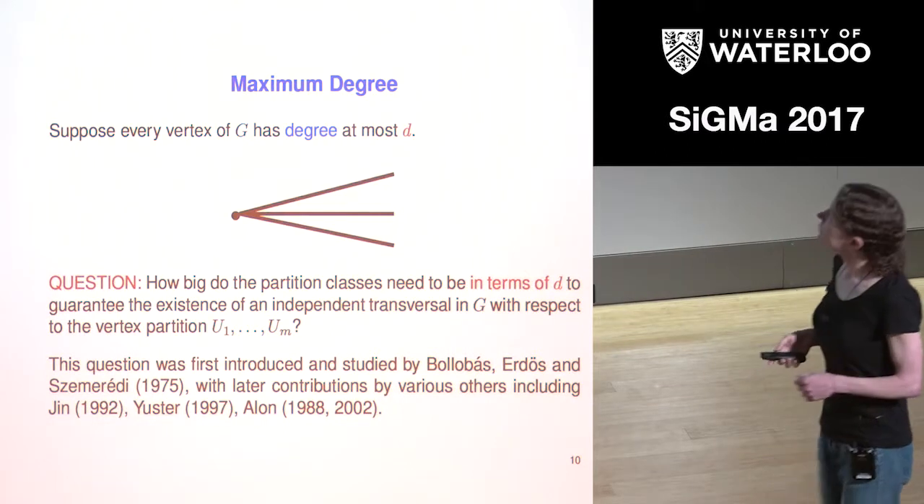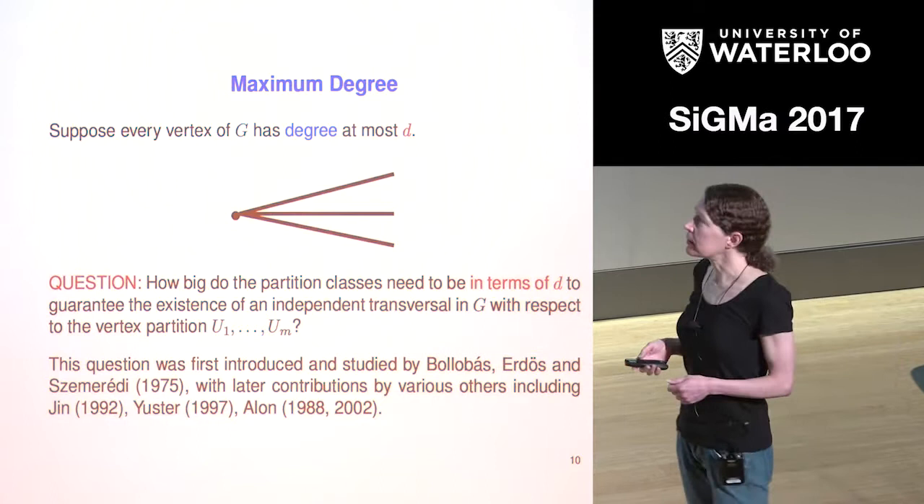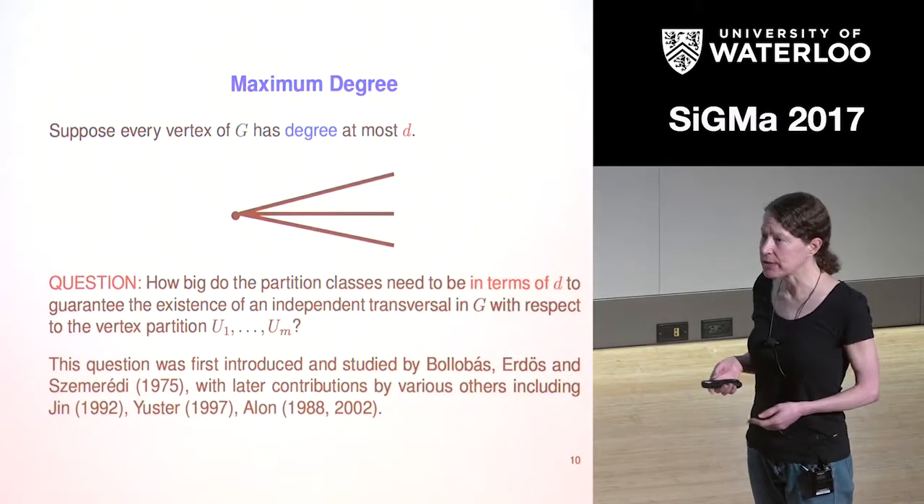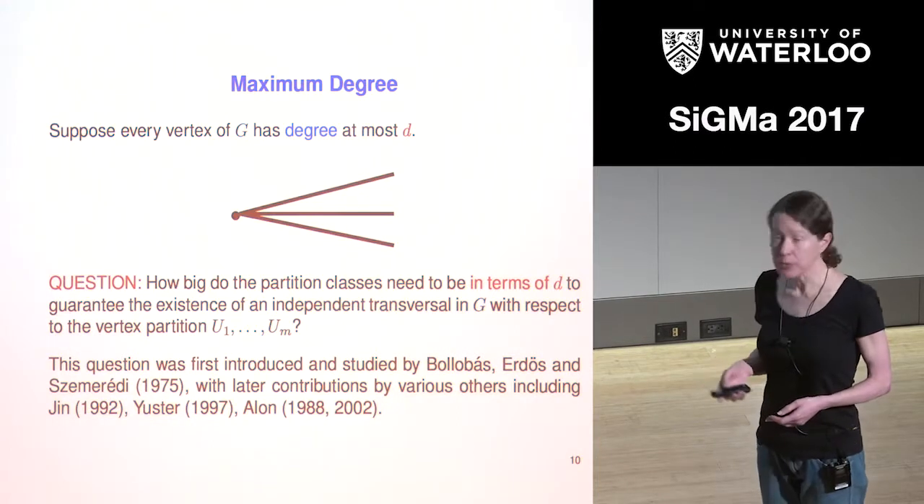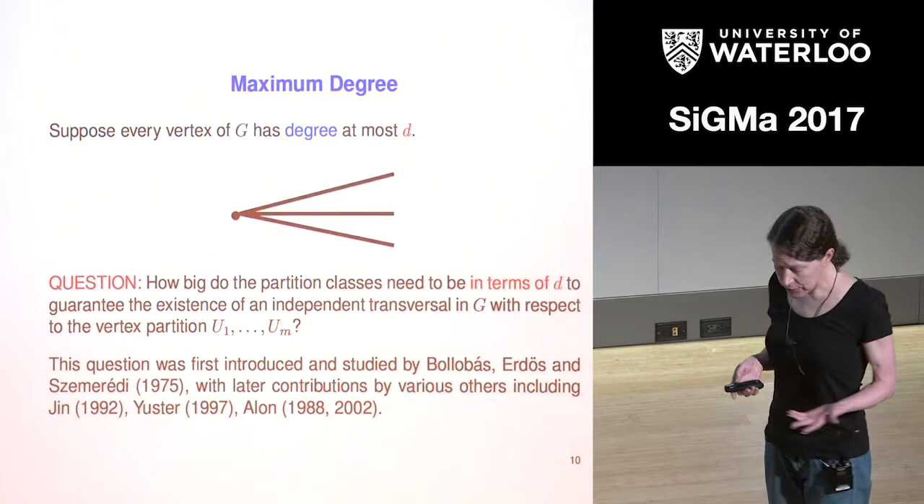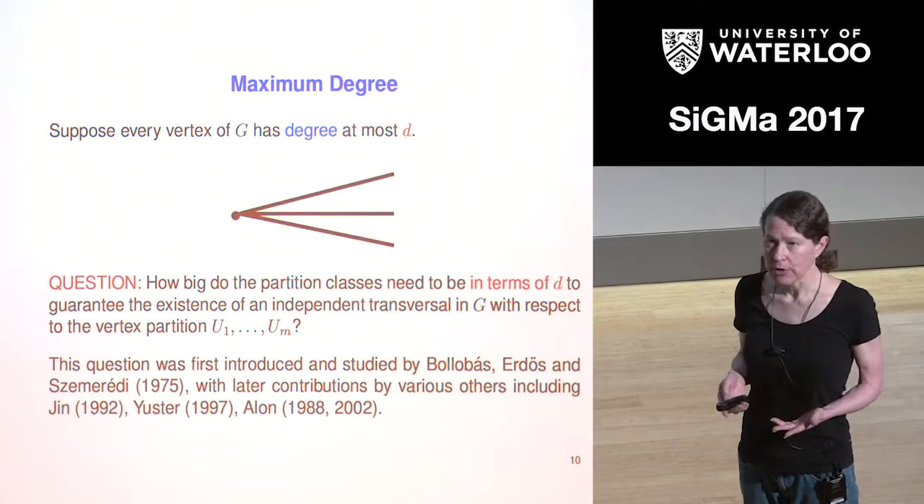Right, so the main parameter of the graph that I want to relate these things to is just going to be the maximum degree. So let's assume that every vertex in our graph now has degree at most d. And here's a natural question regarding independent transversals.